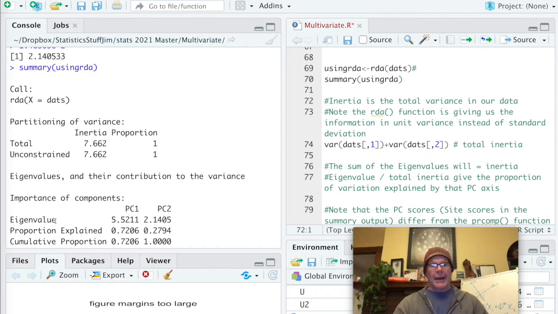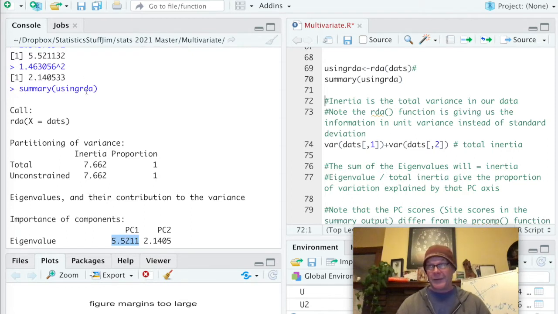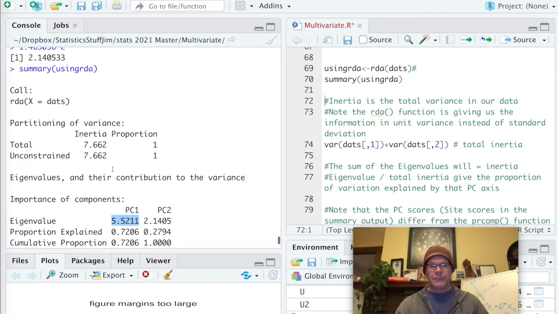Right, here's the eigenvalues that it's giving us. And notice that the first eigenvalue is the square of the first eigenvalue from the PR comp function, except now it's in unit variance, so it's 5.52, and then it's 2.1405. So it's the same thing that we get. We just need to remind ourselves what units these things happen to be in.